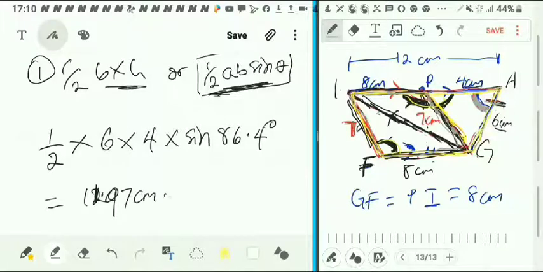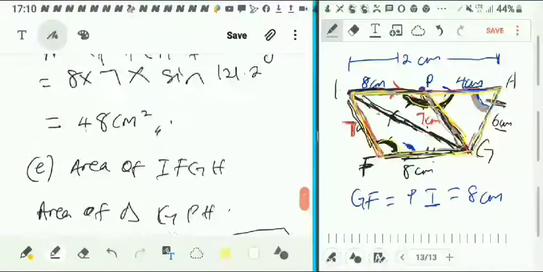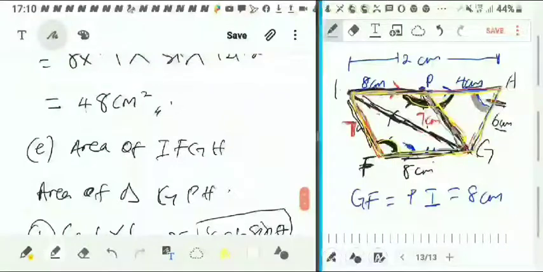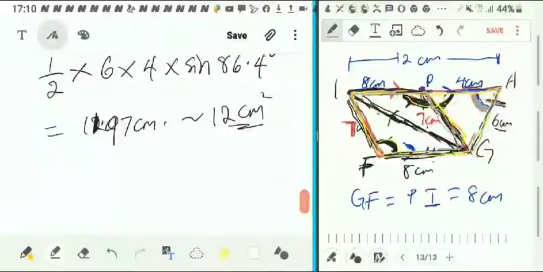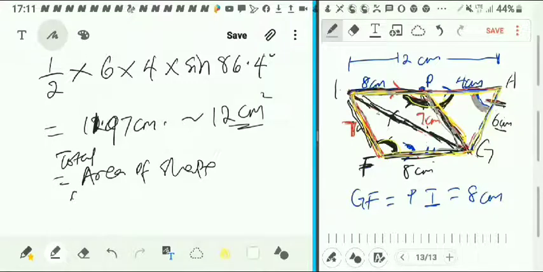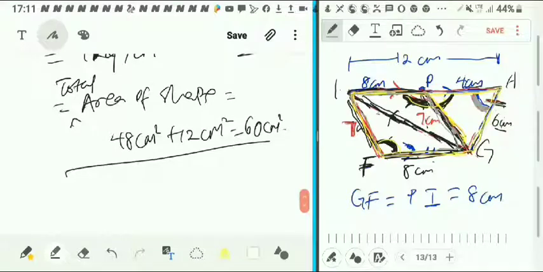11.97 centimeter. Okay, so 11.9, that's approximately 12 centimeter. So the area of the total shape, now what's the area of the total shape? That's the area of this parallelogram plus the area of the triangle. Area of parallelogram, we got that's 40 centimeters square. So the total area of the shape will be equal to what? 48 cm square plus 12 cm square, 60 centimeter square. Okay, so that answers all for that question.